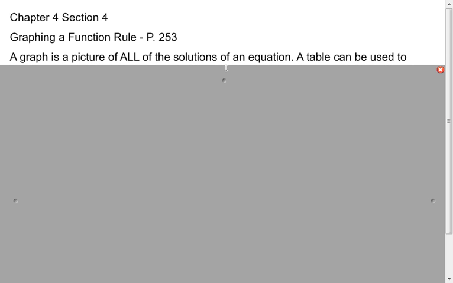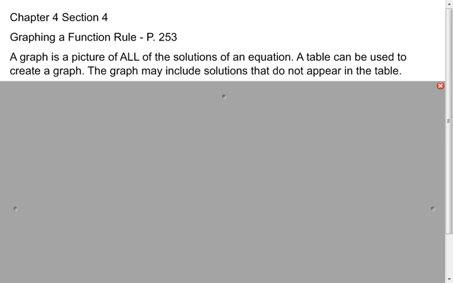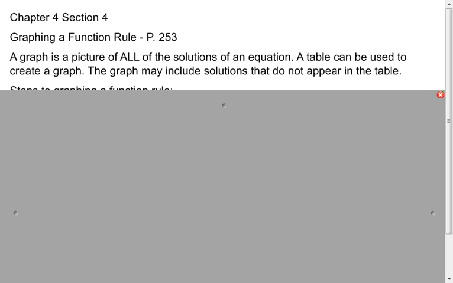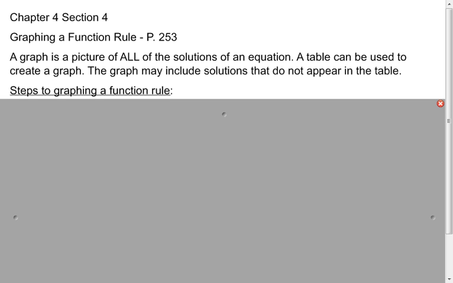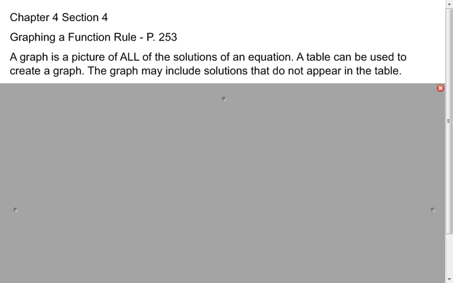Remember, a graph is a picture of all of the solutions of an equation. Usually we just talk about one or two solutions. A graph is all of the solutions that work for an equation. A table can be used to create a graph. The graph may also include solutions that don't appear in the table. We'll look at that in a second. For example, a table might have like x is 1, x is 2, x is 3. It wouldn't really have something like x is 1/2 or x is 0.6 or something like that.